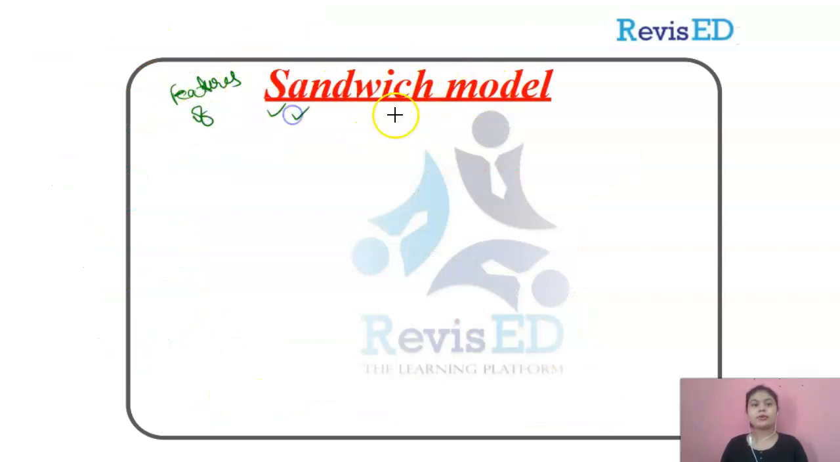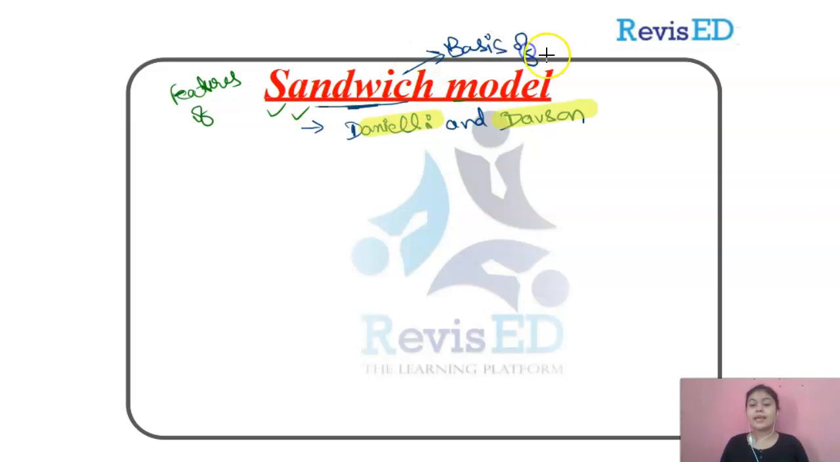So, first of all, we are going to discuss some features of our sandwich model. It is basically given by Daniel and Dabson. Remember, our sandwich model is the basis of all models given after it. Most importantly, it is the basis of our fluid mosaic model, which we refer to in modern times.